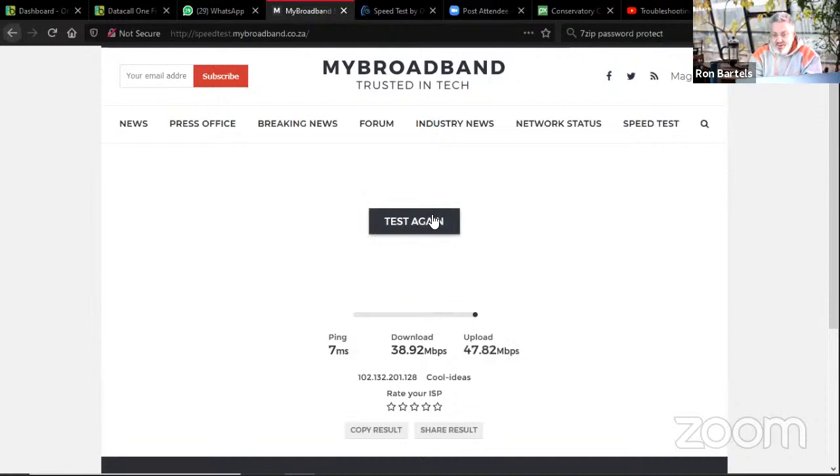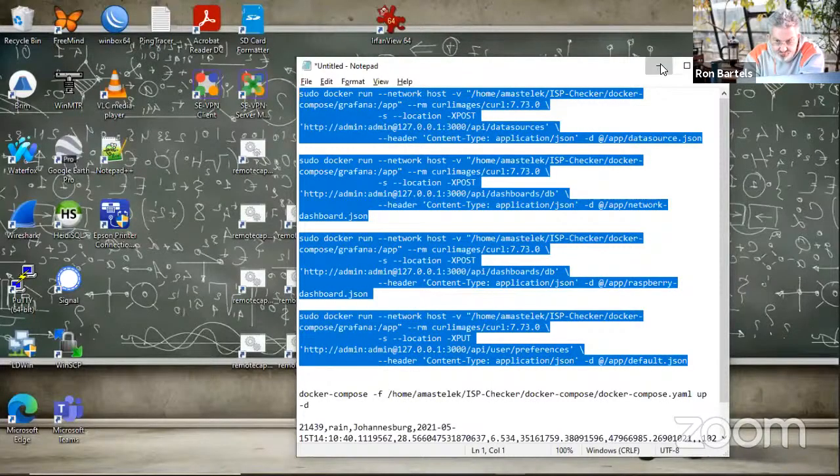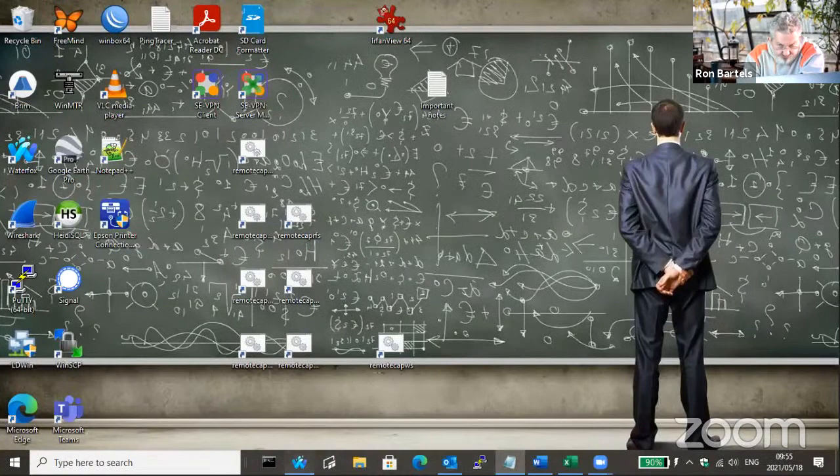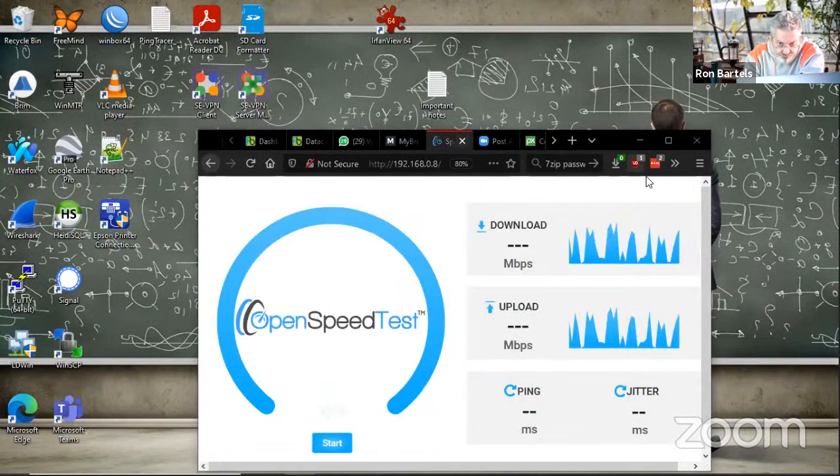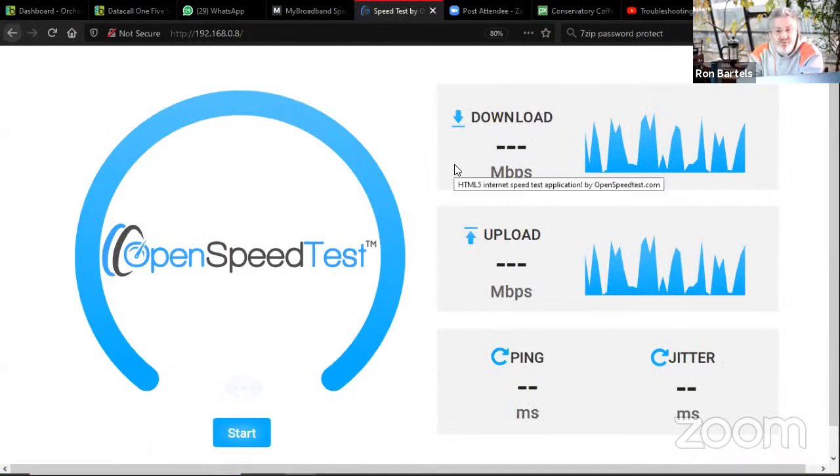But what if we were only getting 10 megabits per second? How do we know that the 10 megabits per second wasn't here in my office and that it was actually on the WAN? So what I've installed is a Raspberry Pi. I just need to bring it up here quickly. Okay, so this is something called OpenSpeedTest, which I'm running locally in the office.